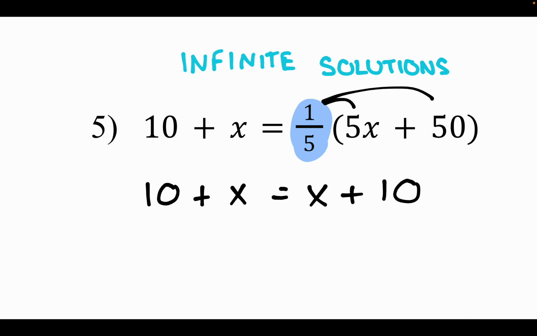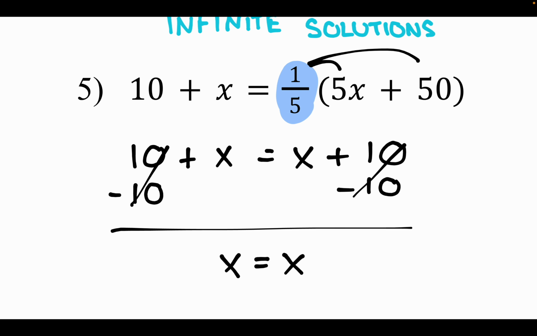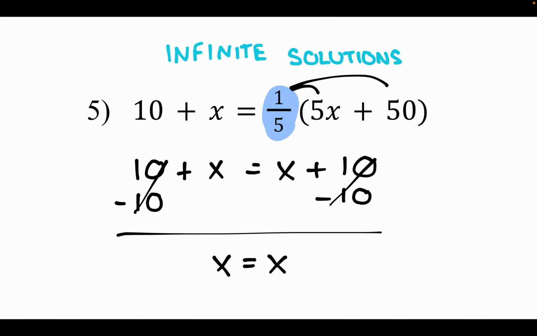Let's get the variables over to one side. I'm going to minus 10 from both sides, and that leaves me with x equals x. When you get this as an answer, it means that there are an infinite number of solutions. I can plug in any number for x and it would work out. So that would be your answer, is that there are infinite solutions.